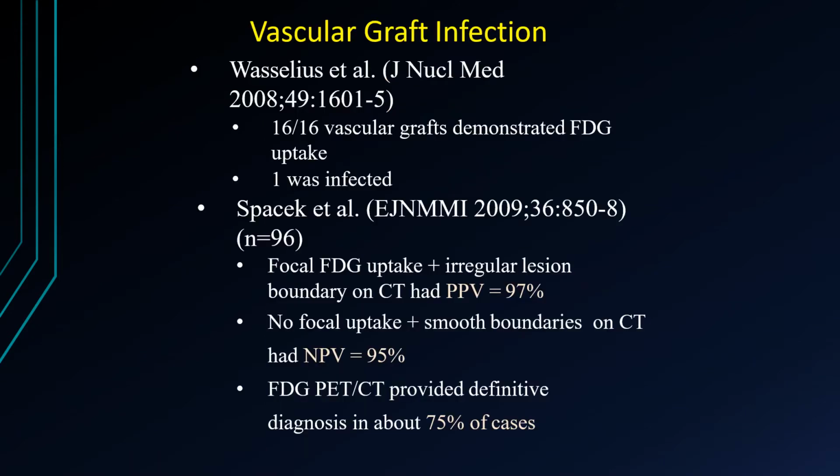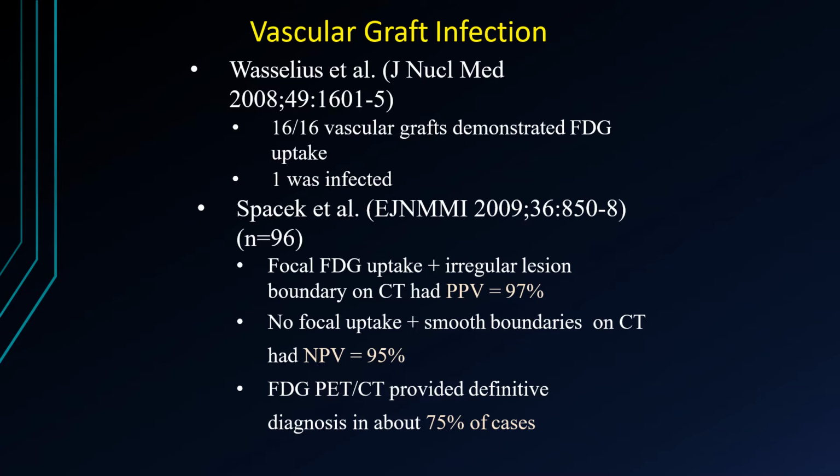Vascular graft infection is another area of great concern, but this is unfortunately a little bit more limited. There have been several studies that have looked at this. For example, they've shown that just the vascular grafts themselves can have uptake, and this is thought to be due to endothelialization of the graft into the vasculature, and unfortunately that can cause chronic uptake. So out of the 16 grafts that were looked at in the first study, only one was actually infected, although all of the 16 grafts had uptake.